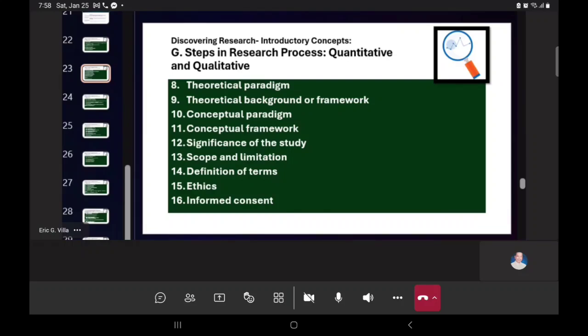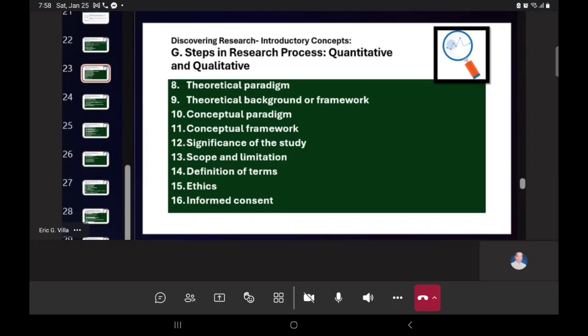Step 8 to step 11 is about the theoretical foundation step. It involves the theoretical paradigm. The theoretical paradigm serves as the philosophical foundation of research, encompassing fundamental beliefs about how knowledge is created and understood. It guides methodological choices and shapes the researcher's approach to investigation, whether positivist, interpretative, or critical theory based.